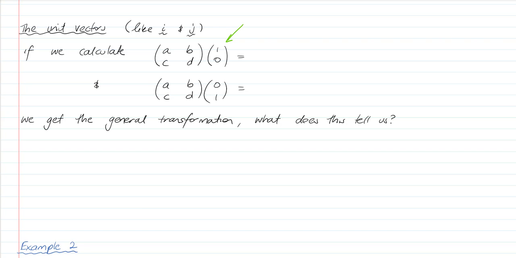Hopefully you can see a times 1, b times 0, so we get a and then c. And if we calculate (a, b, c, d) times the unit vector j, we get b, d. So we get the general transformation, but what does this tell us? It tells us that whatever the general transformation is, a, c represents what happens to the i component, in a sense, and then b, d represents what happens to the j component.